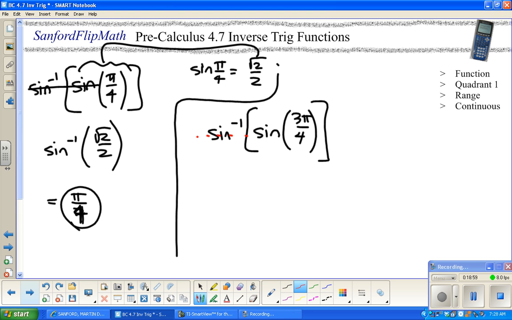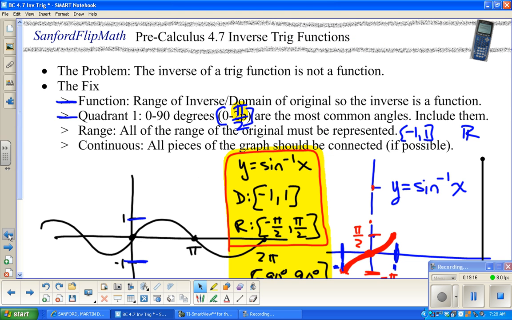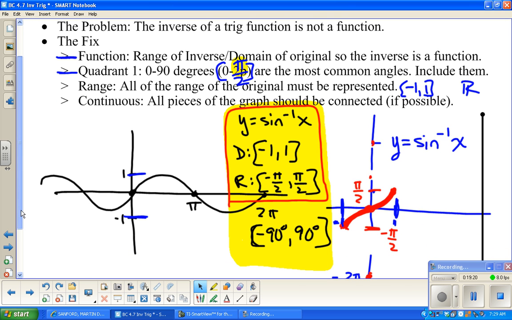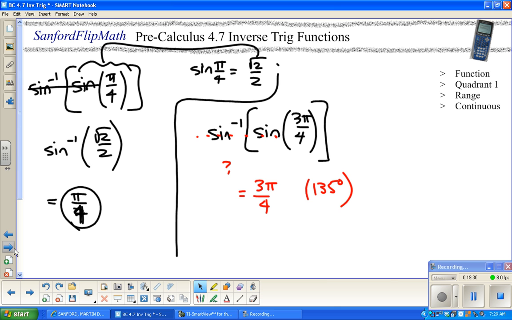Well, kind of. Here's the problem. If I just cancel those out, I would be saying it's 3 pi over 4, in other words, 135 degrees. But let me remind you of something we talked about a minute ago: inverse sine is only supposed to have values between negative pi over 2 and pi over 2, or negative 90 to 90. And obviously those values do not include 135. So in the immortal words of Mr. Sanford, that ain't it.